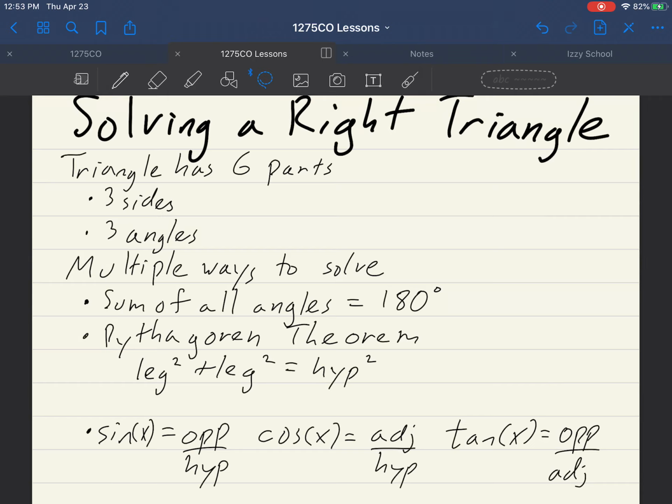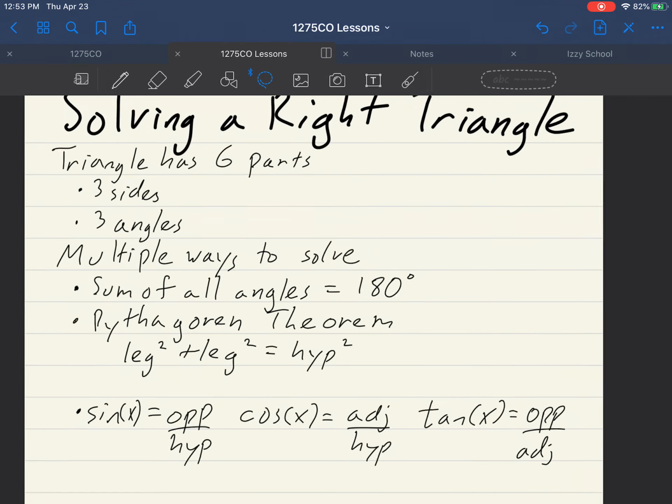Usually these problems will give you 3 parts of this triangle in some capacity. Maybe 2 sides and an angle, or 2 angles and 1 side, or something like that. And you need to find the rest of the missing parts, right? And there are multiple ways to do this.